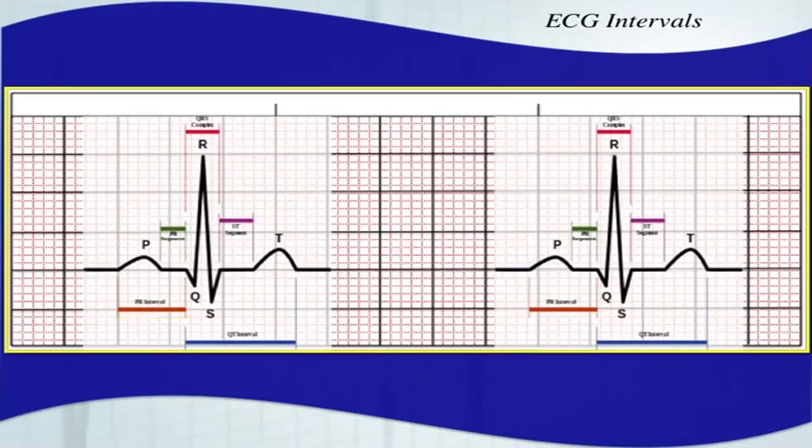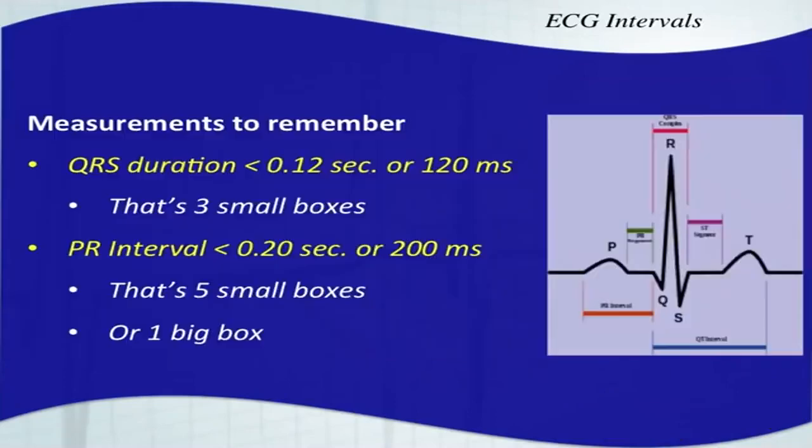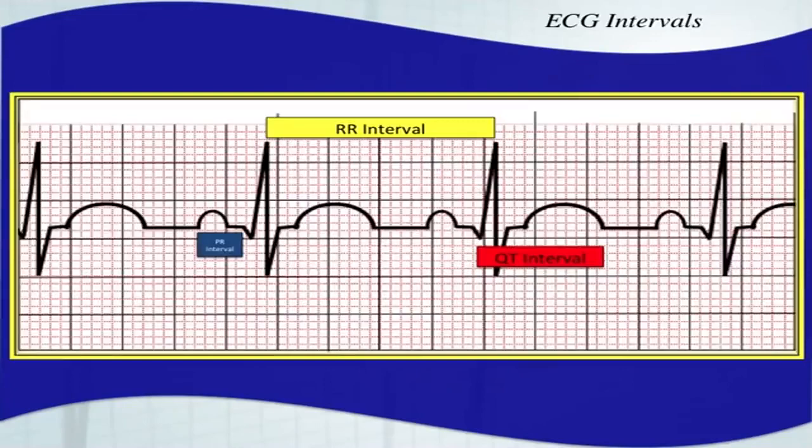So again, some measurements to remember. QRS duration should be less than 0.12 seconds, which is 120 milliseconds. That's 3 small boxes. Your PR interval should be less than 0.20 seconds, which is 200 milliseconds. And that's 5 small boxes, or one large box. Here's just another image showing you those.